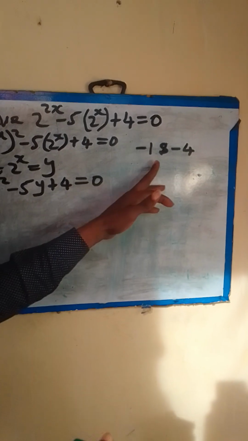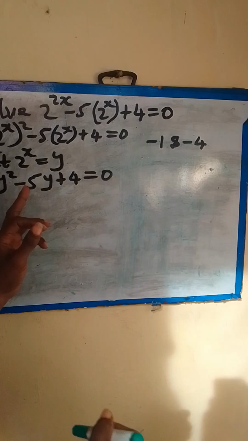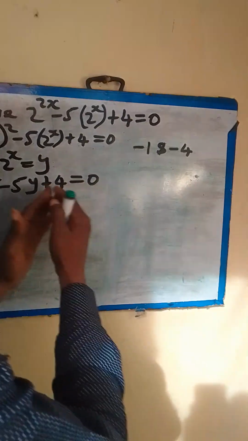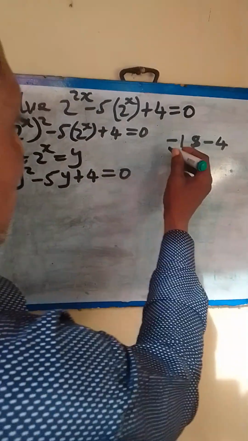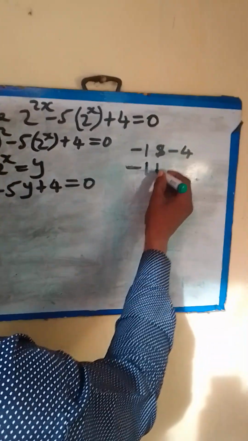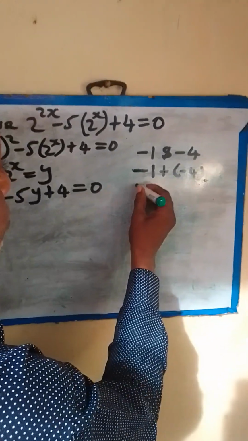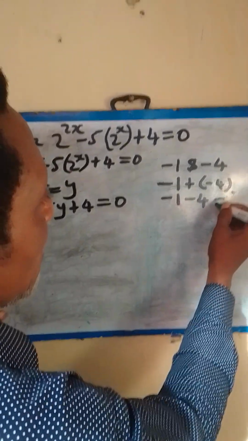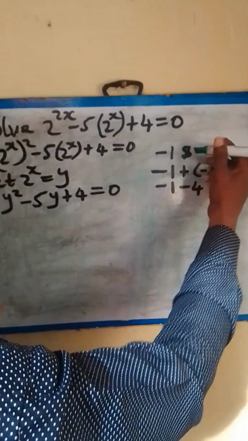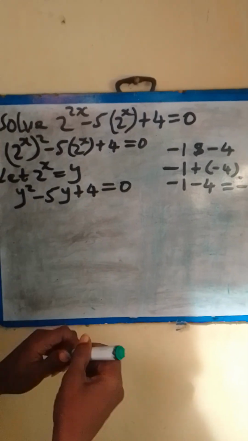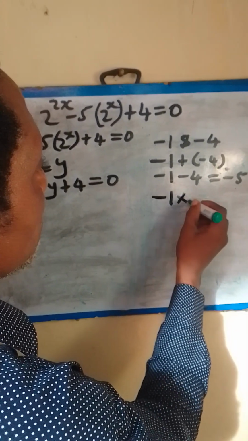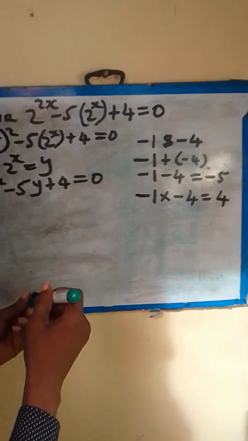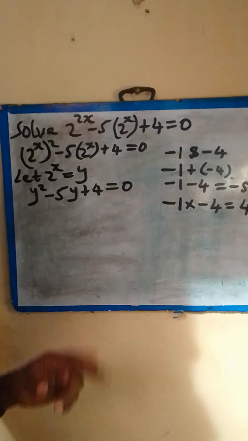So let's see, we are told that if we are solving a problem in factorization, we look for two numbers that when we add will give us the middle term, which is minus 5, and when we multiply will give us the constant here. So let's add minus 1 plus minus 4. Plus times minus is minus, so minus 1 minus 4 is minus 5. So let's see whether if we multiply it, we'll have the constant plus 4. So minus 1 times minus 4 is plus 4. So minus 1 and minus 4 are the two numbers, the factors.